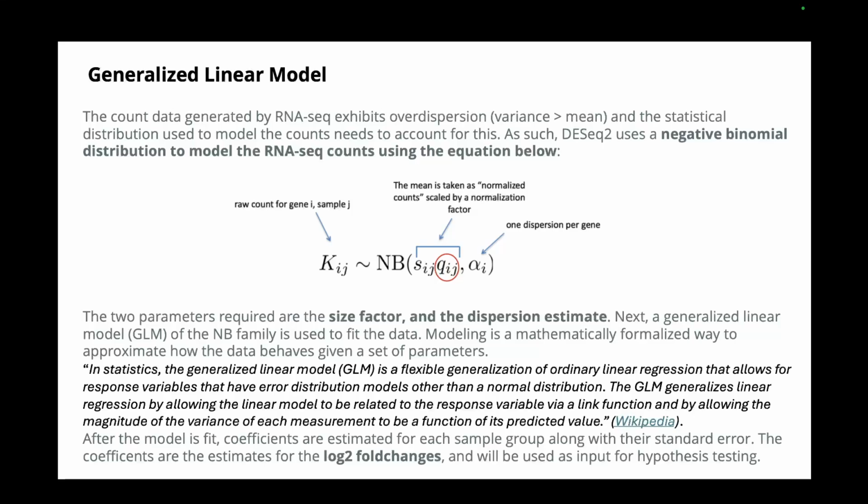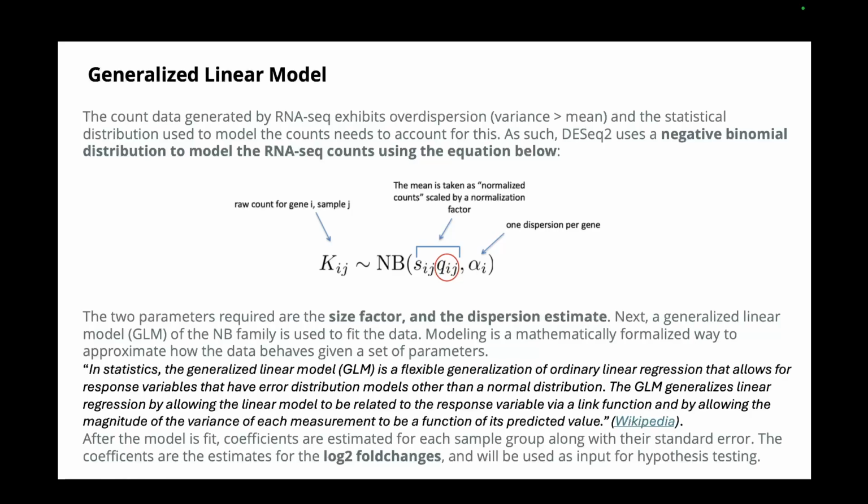This is why the model that you are using for getting the differential expression of the genes that you are interested in must take into account that your data initially is not normally distributed. It's more of a negative binomial distribution. It's more spread out. So DESeq2 uses a negative binomial distribution to model the RNA-seq counts from this equation. Basically this equation is negative binomial, and this NB denotes the negative binomial distribution.